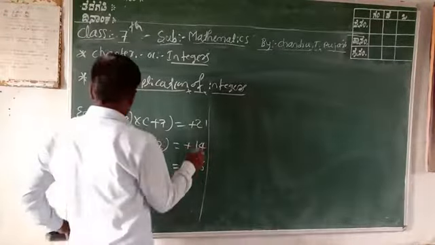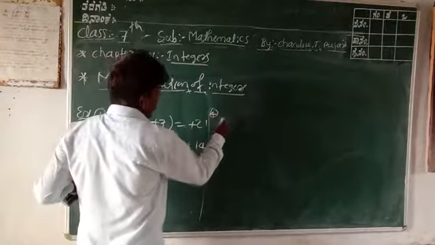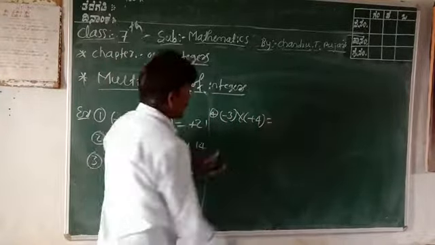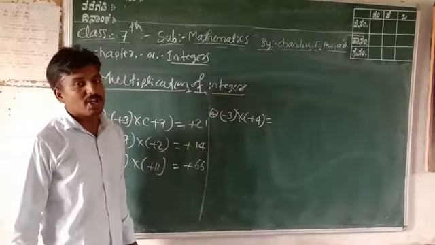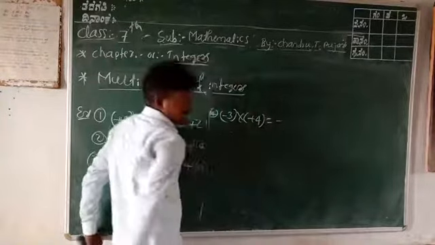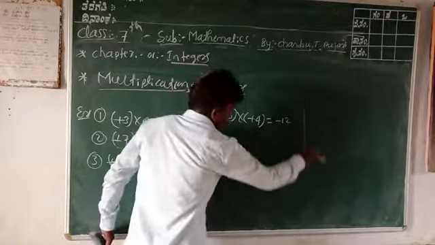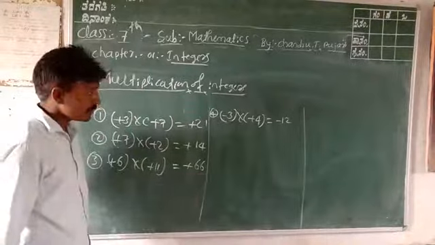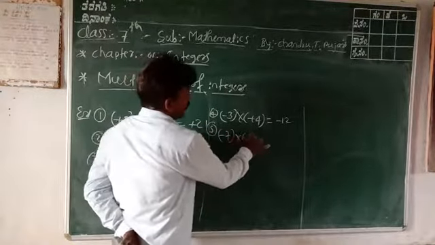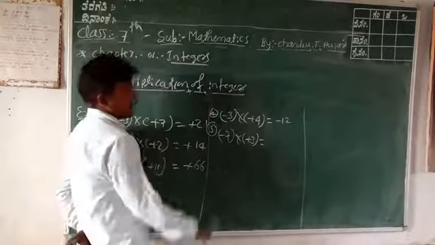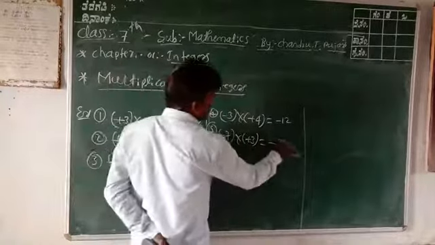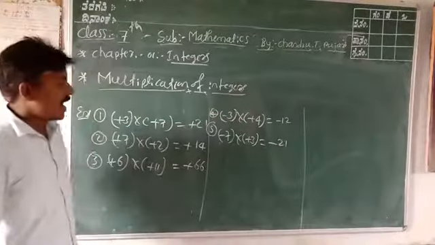The next one is example number 4. The fourth one is minus 3 into plus 4. Opposite signs are here. When you multiply opposite signs, the result is negative. Minus into plus is minus. 3 4s are 12. This is your answer. The fifth example is again minus 7 into plus 3. Minus into plus is minus, opposite signs are here. 7 3s are 21. This is your answer.